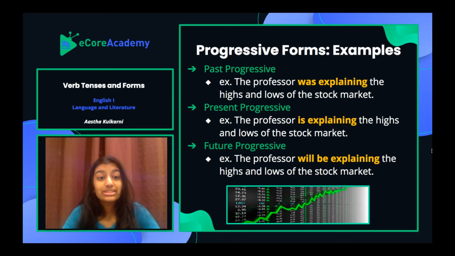And that's why we use is, because even for the present form, is was one of the widespread truth ones. And then lastly, we have future progressive. The professor will be explaining the highs and lows of the stock market. So will be, that kind of indicates, hey, that didn't happen yet. That's going to happen. And then we have that progressive, which is characterized by that ing after the verb. So then when we put will be in front of the explaining, it's going to happen in the future and it happens continuously.